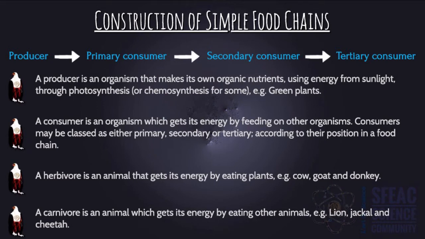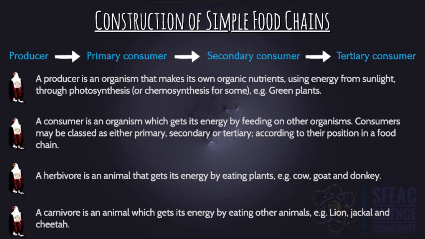So what is a producer? A producer is an organism that makes its own organic nutrients using energy from sunlight through the process called photosynthesis, or chemicals through the process called chemosynthesis for some producers. And the main example of producers are green plants. Then a consumer is an organism which gets its energy by feeding on other organisms. Consumers may be classed as either primary, secondary, or tertiary consumers according to their position in a food chain.